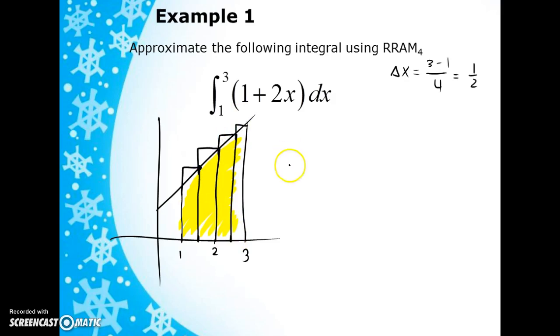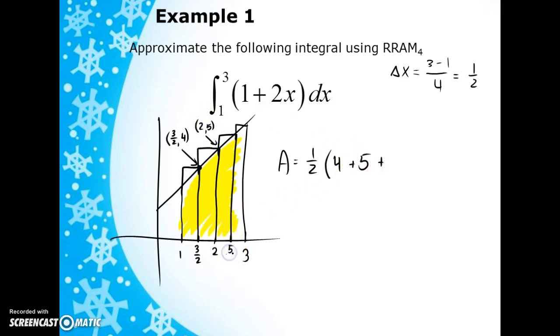So my first rectangle has a width of 1/2, and it has a height of whatever I get when I plug 3/2 into the equation. 3/2 into the equation is actually going to give me a y value of 4. The second rectangle, I'm going to plug a 2 into the equation. When I plug a 2 into the equation, I'm going to get 5.